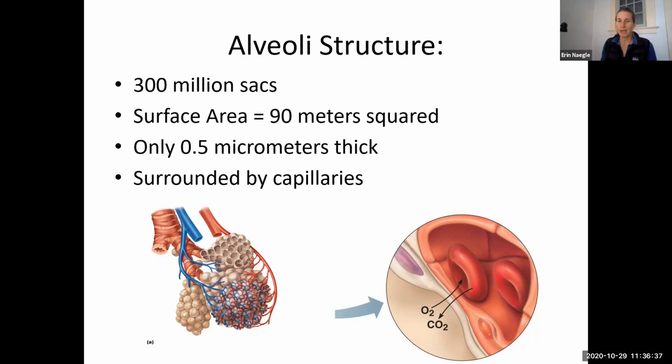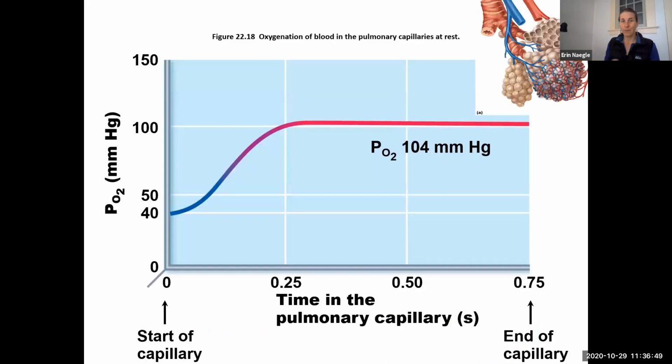And those are surrounded by capillary beds, right? So they're both lined with that simple squamous epithelium. So really short distance, lots of surface area for this diffusion to happen. So in a healthy lung, as blood is flowing from your pulmonary arteries into these capillary beds and then out through the pulmonary vein, the time it spends in that capillary bed, you'll notice, is actually less than a second.